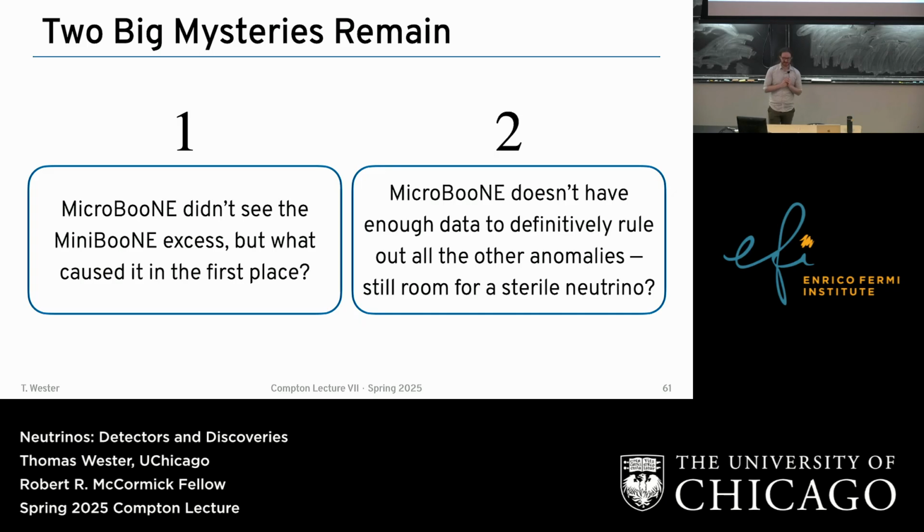Okay, but that's not the end of the story because there are two big mysteries that are still out there. The first one is that MicroBooNE didn't see this excess, but what caused it in the first place? We still don't know the origin of the MiniBooNE excess. The second is that MicroBooNE doesn't really have enough data to fully cover all these other anomalies that are out there. It's looking at the MiniBooNE anomaly, but there's still the reactor and the gallium anomaly. And so if you really wanted to test the sterile neutrino hypothesis with these kinds of detectors, you have to do something a little bit different.